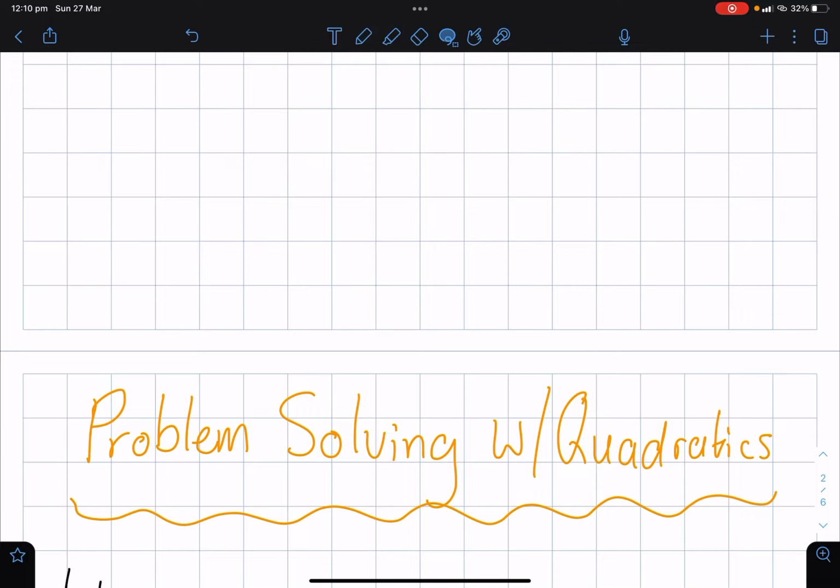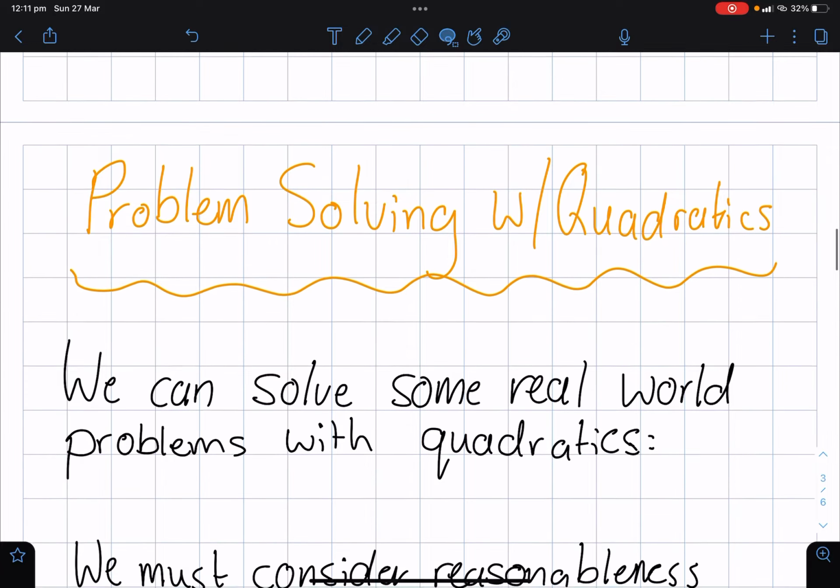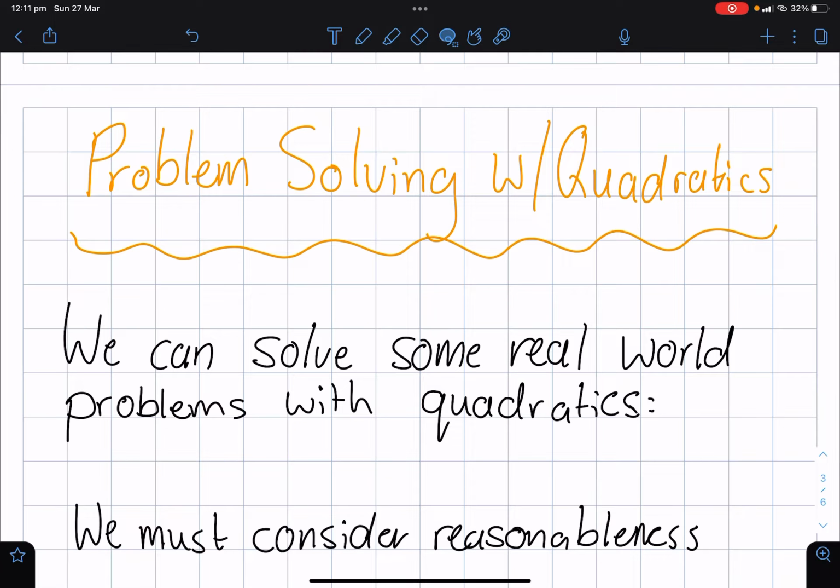So what we're going to look at next is problem solving with quadratics. There are a few little bits and pieces that we need to settle first. We can solve real world problems with quadratics, but we must consider the reasonableness of our solutions.